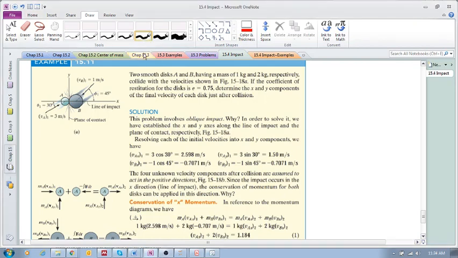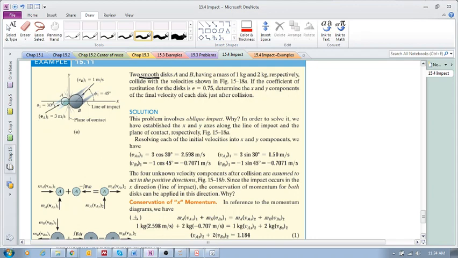Okay, so let's look at an example for 1511, if you can see that, for oblique impact. We have two smooth discs, A and B. Remember, smooth discs, no friction, having a mass of 1 kilogram and 2 kilograms respectively. They collide with velocities shown.